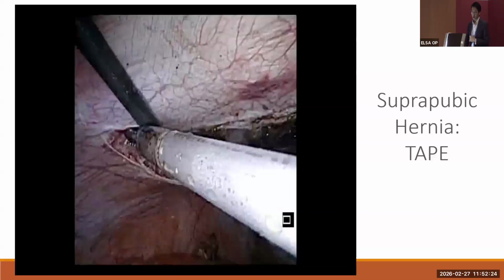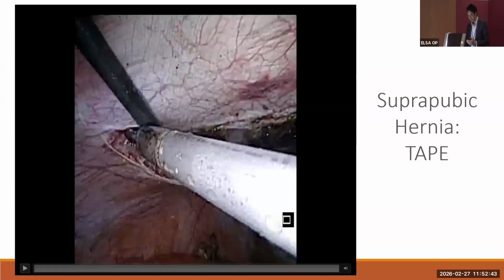Suprapubic hernias are always very tricky. We get this quite a bit in our female patients who have previous cesareans. Our gynecologists are always very kind to us. They keep us in business. They give us incisional hernias. So suprapubic hernia is something that you must be fairly confident of how to repair.